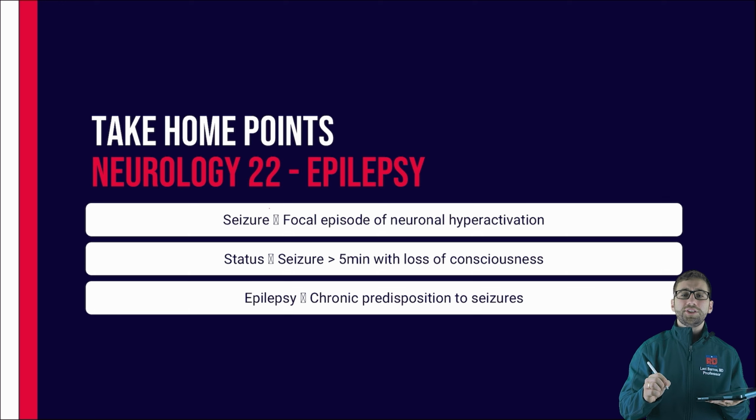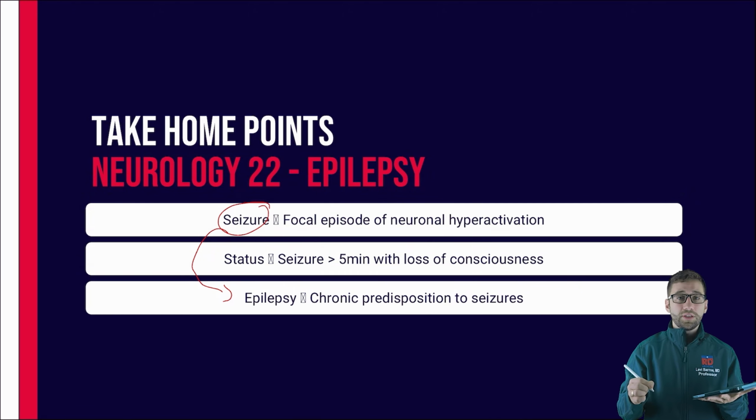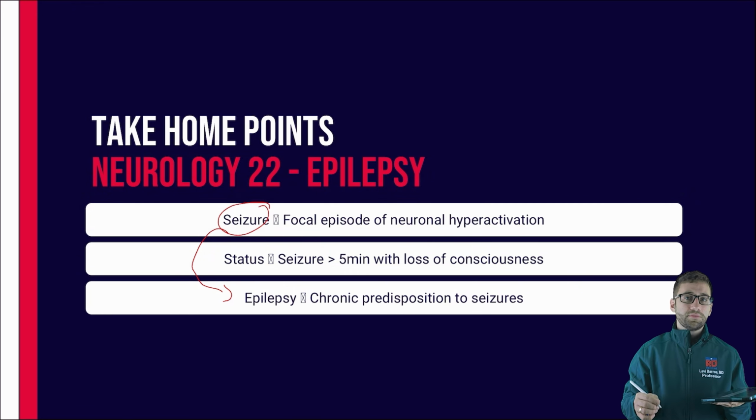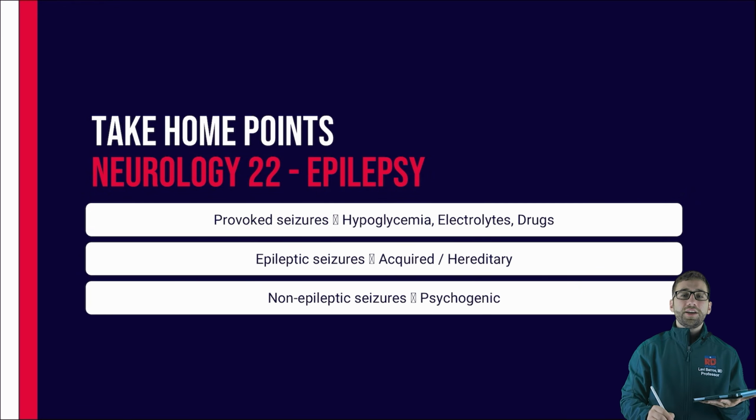Epilepsy is a chronic condition characterized by a predisposition to recurrent seizures. So you can have a seizure, but it does not mean you'll have epilepsy. Seizures can be classified into different types based on their etiology. Provoked seizures are often caused by factors such as hypoglycemia, electrolyte imbalances, and drugs. Epileptic seizures can be acquired or hereditary, resulting from underlying neurological conditions.